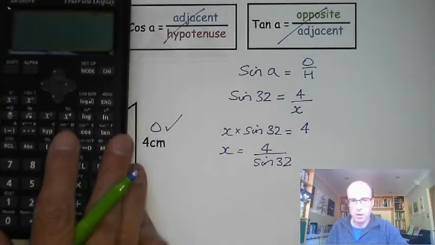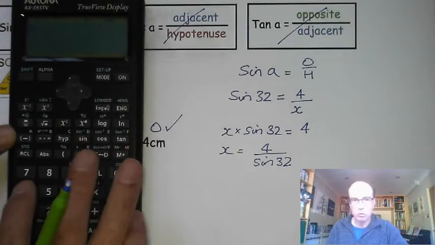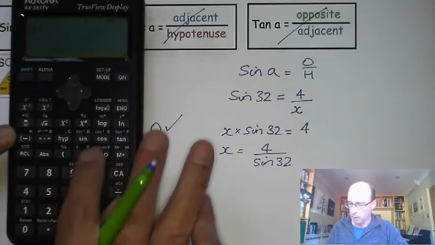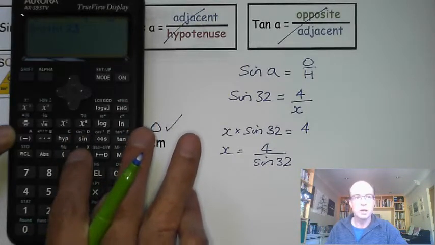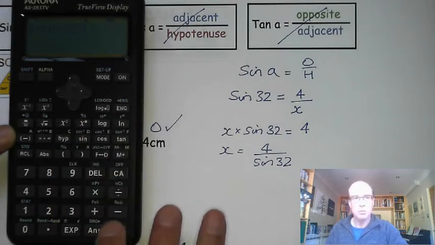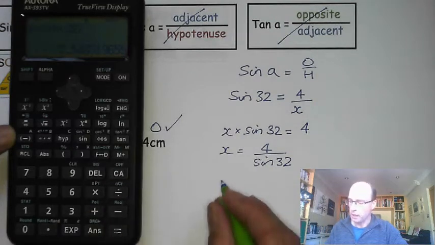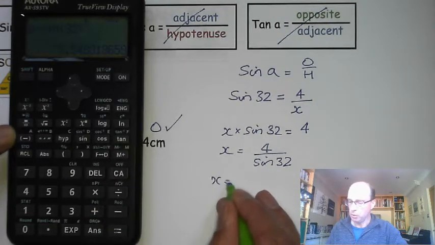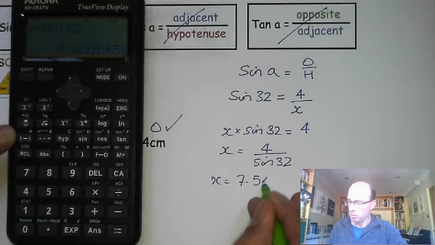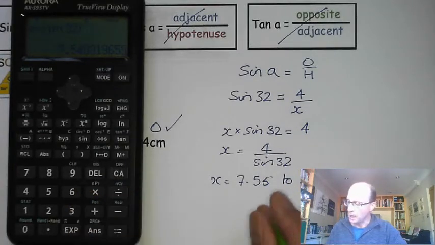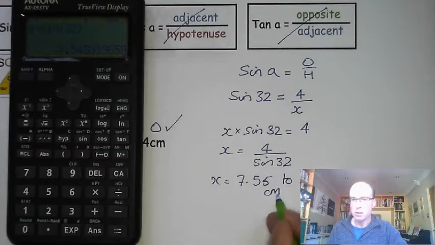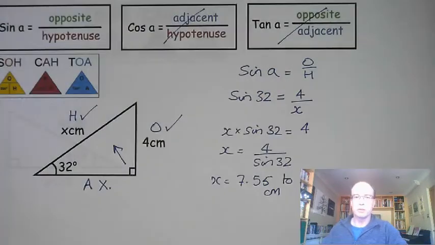So we have got 4 divided by sine function of 32 degrees, close off the bracket, press equals, and I've got a value of x equals 7.55, and I'm going to put 7.55 to 2 decimal places. And I'm going to put my units on, centimetres. We're working in centimetres for this question.